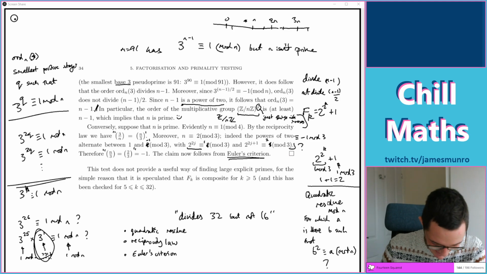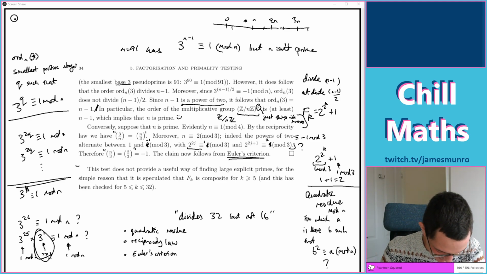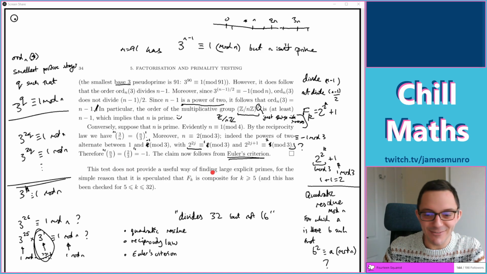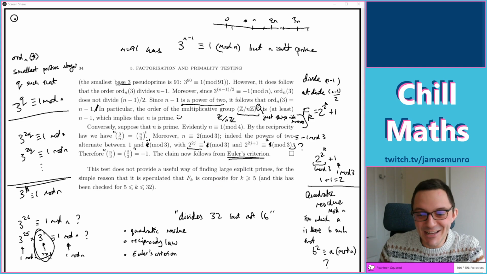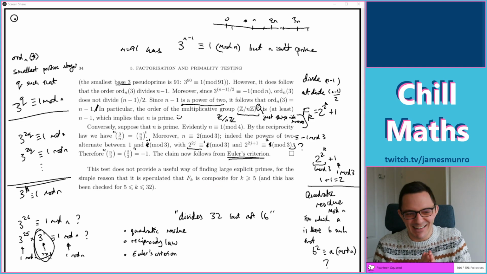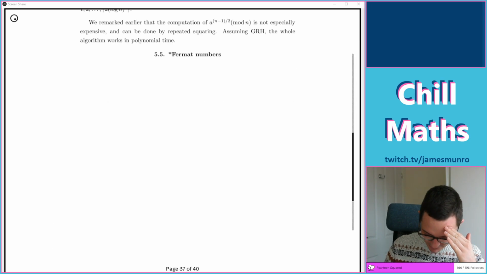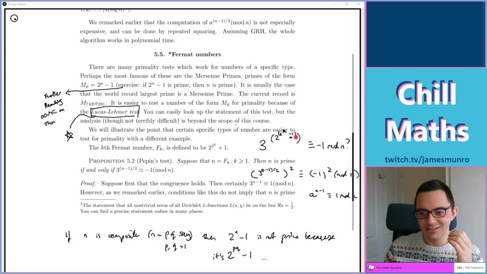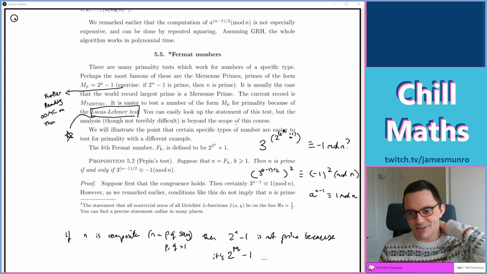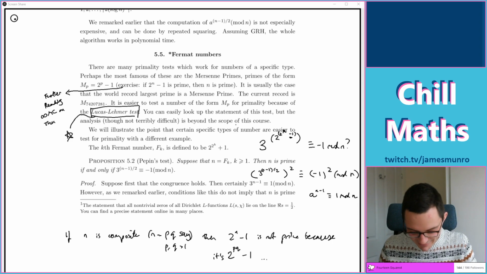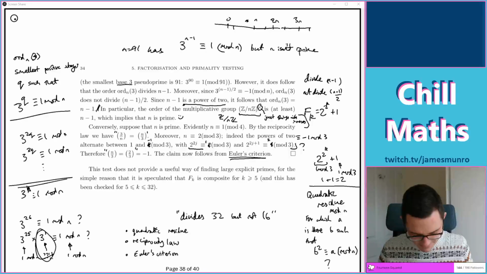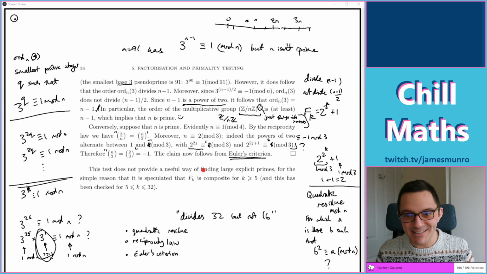Anyway, the reason that I want to do this is because I think it's cool, especially because of this beautiful comment down here. This test does not provide a useful way of finding large explicit primes, for the simple reason that probably none of these are prime. Which is just lovely. There's so many reasons why I don't really want to work out 3 to the power of 2 to the k minus 1 mod n itself, or like huge power of 2 plus 1. So many reasons I don't want to calculate that. I'd have to do clever things to do with powers of 3. But then also it's not useful because we suspect that none of these are prime.